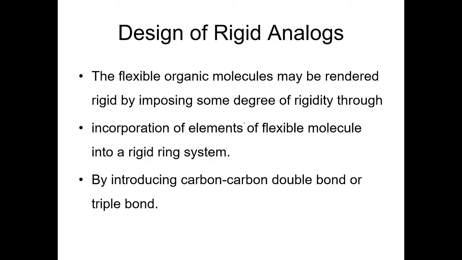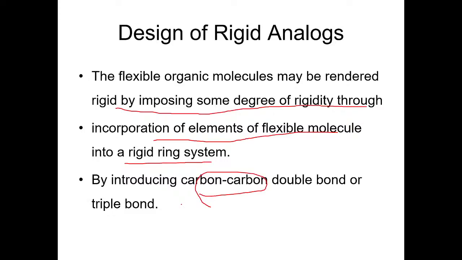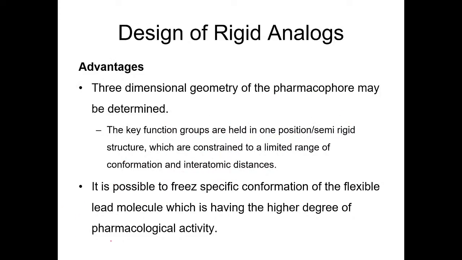The next topic is the design of rigid analogs, imparting rigidity into a molecule where there are flexible bonds, where the bonds can rotate. Flexible organic molecules may be rendered rigid by incorporating elements of the flexible molecule into rigid ring systems. One of the best methods is to introduce double bonds or triple bonds. Another method to impart rigidity is nailing, so you hit a nail within the molecule so that it does not move.